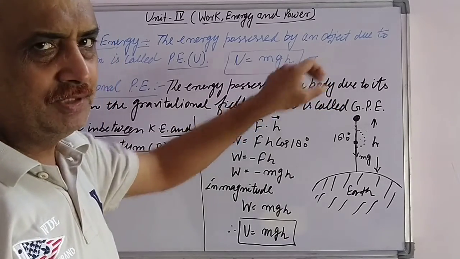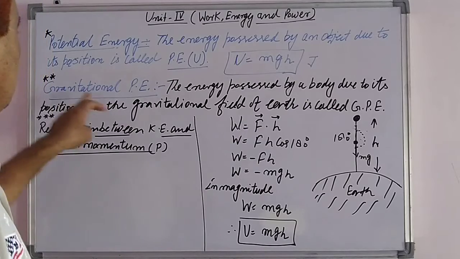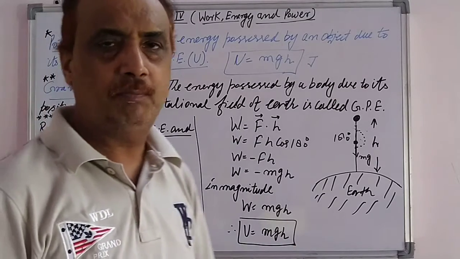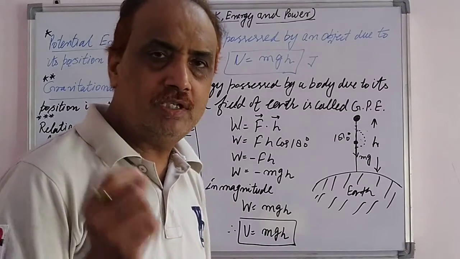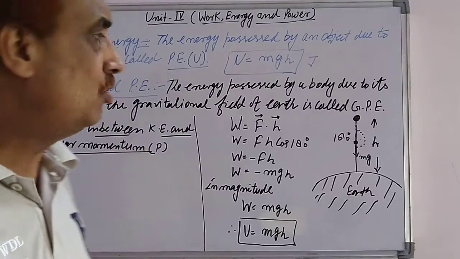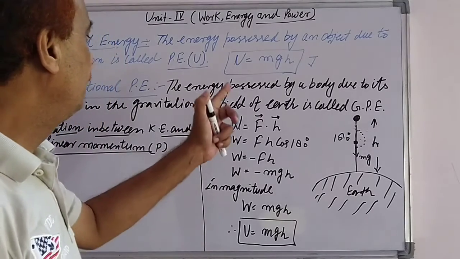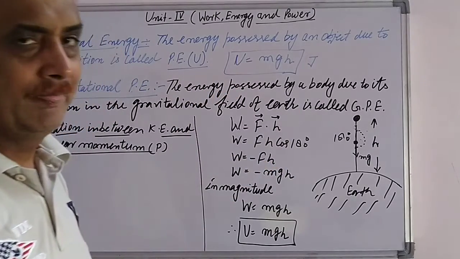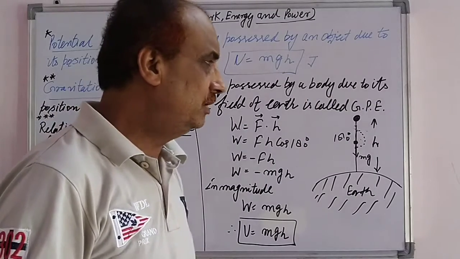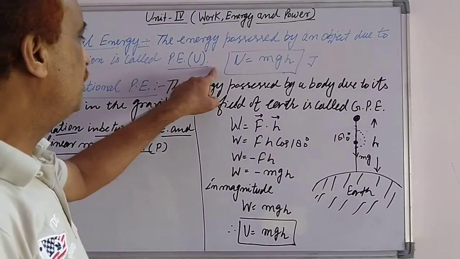Now the other definition is gravitational potential energy. The energy possessed by an object due to its position in the gravitational field of the earth is known as gravitational potential energy. Now we have to explain here the formula of the potential energy.